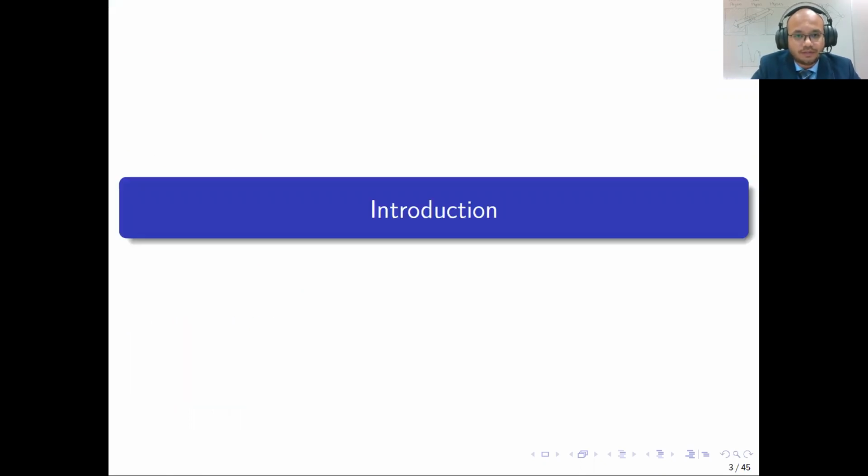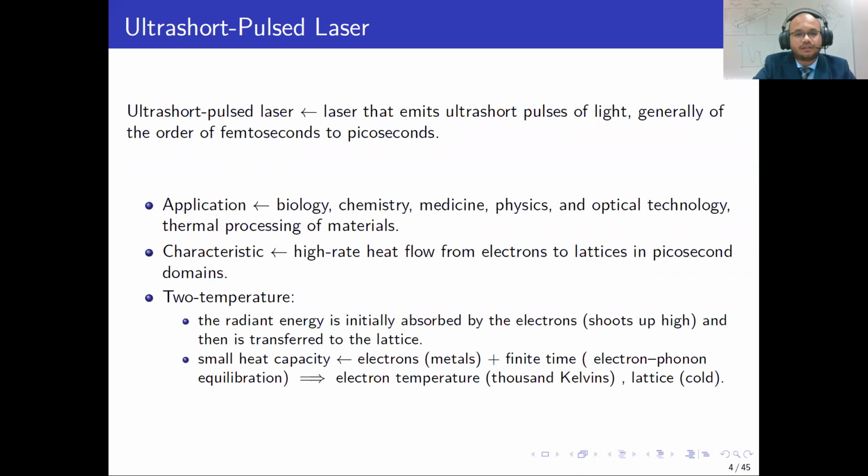So let's start with the introduction. When we say ultra short pulse laser, these are lasers which emit very short pulses of light, generally in the order of femtoseconds or picoseconds. So it's a very short time interval. For example, light takes around 1.2 seconds to reach from moon to earth, but in one picosecond, light travels around 0.3 millimeter.